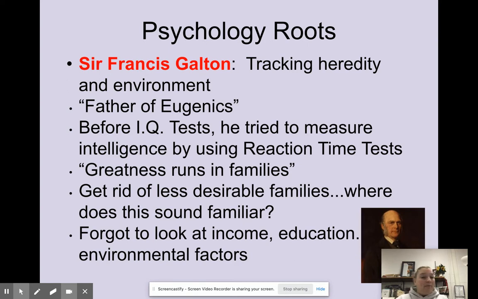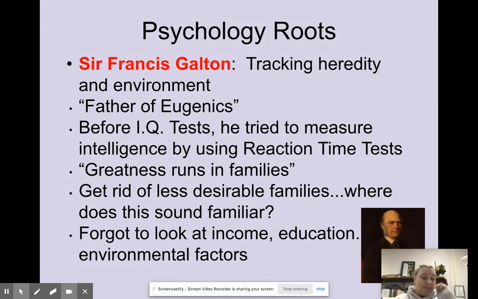He even said that we should get rid of less desirable families that were not as quick to answer. Where does that sound familiar? Getting rid of the lesser people. If you said Hitler, you're right. It was kind of the same idea, this idea of eugenics, that you keep procreating the upper level and that you get rid of the lower level. And it started with Sir Francis Galton, actually, not Hitler.